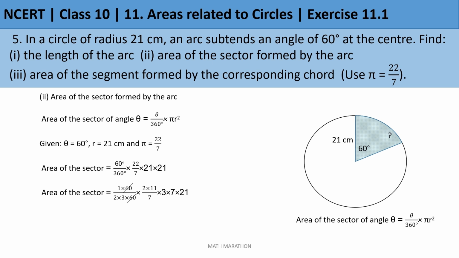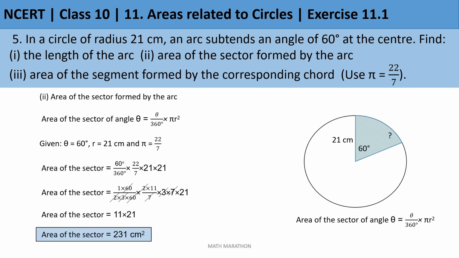In numerator and denominator, we have 60. Let us cancel out 60. In numerator and denominator, we have 7. Let us cancel out 7. In numerator and denominator, we have 3. Let us cancel out 3. In numerator and denominator, we have 2. Let us cancel out 2. Area of sector is equal to 11 multiplied by 21. Area of sector is equal to 231 centimeter square.